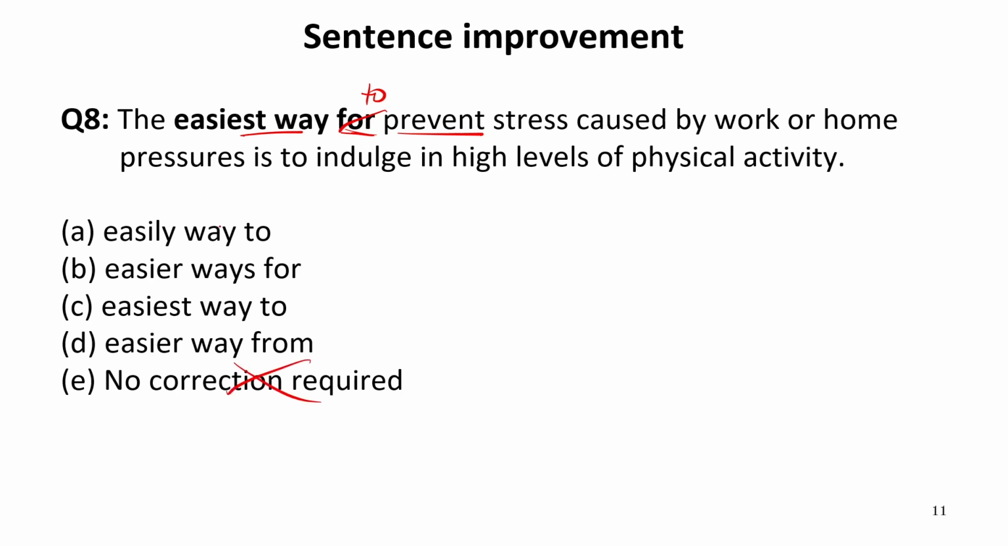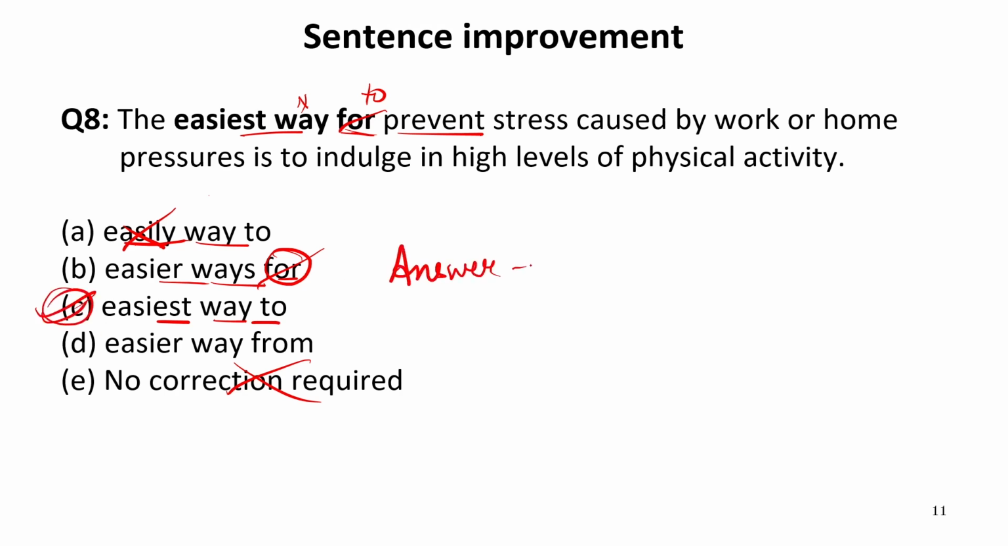Now let us read the options. The easily way to. Now easily is an adverb which is not required over here. We need adjective because noun is always qualified by adjective only. Now easier ways for. We know well that for cannot be the preposition that will be used over here. The easiest way to. This is correct. This is the requirement. So our answer is C.